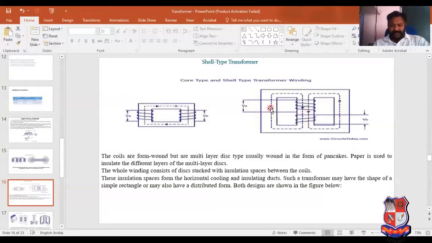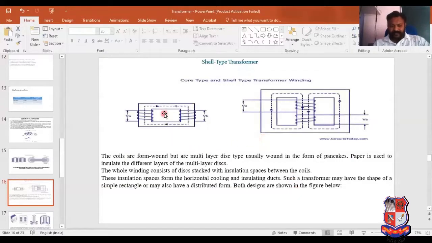In shell type transformer, the coils are form wound but are multi-layer disc type, usually wound in the form of pancake. Paper is used to insulate the different layers of the multi-layer disc. The whole winding consists of discs stacked with insulation space between the coils. These insulation spaces form horizontal cooling and insulating. Such a transformer may have a shape of simple rectangular or may have a distributed form. Both designs are shown in the figure.